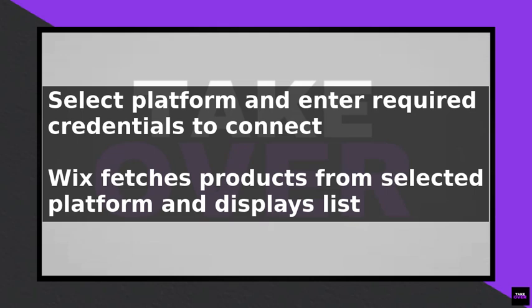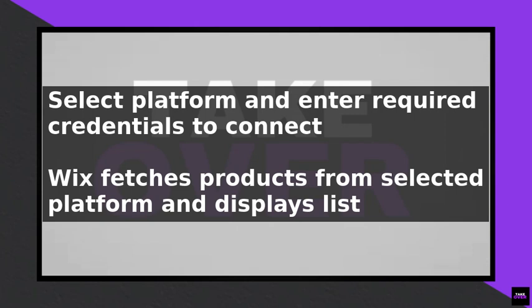Wix will then fetch the products from the selected platform and display them in a list. You can then select the products you want to import and choose the relevant details, such as product title, description, price, and images. Once you have selected the products, click the Import button to add them to your Wix store.